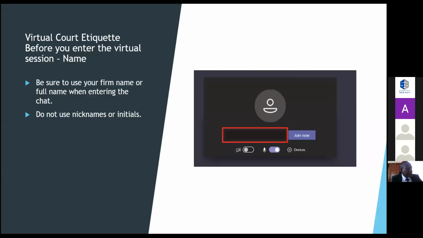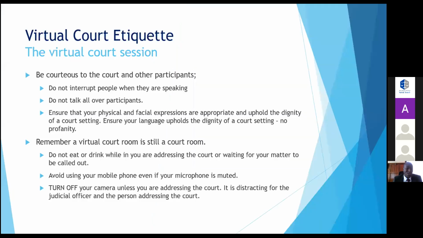The use of name. Use your real name, the firm name or the individual advocate's name who is appearing in court. The use of nicknames or initials is uncalled for, so that you can be identified. I need to know the advocate who is addressing the court.